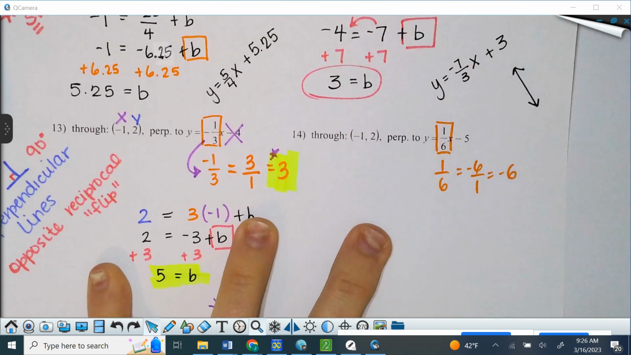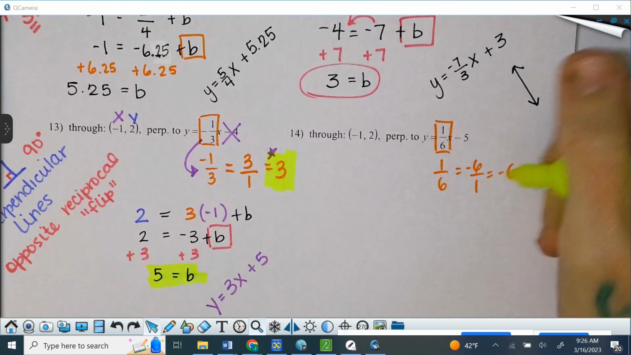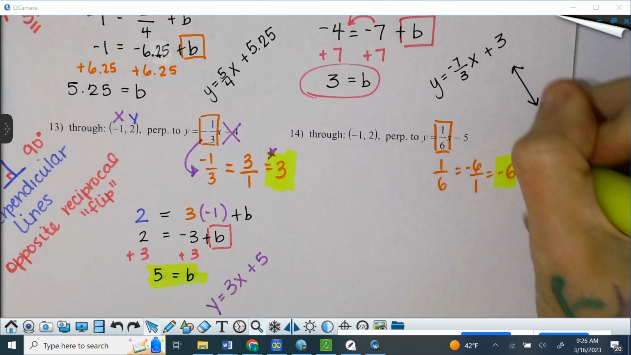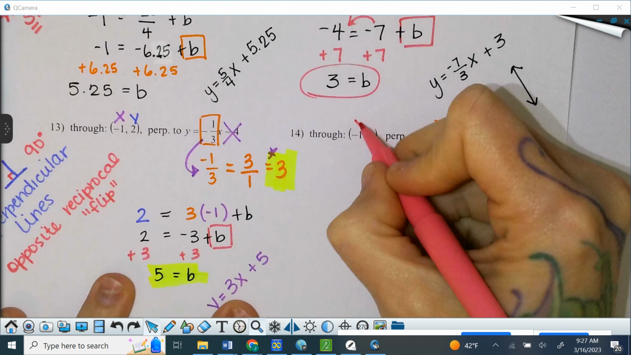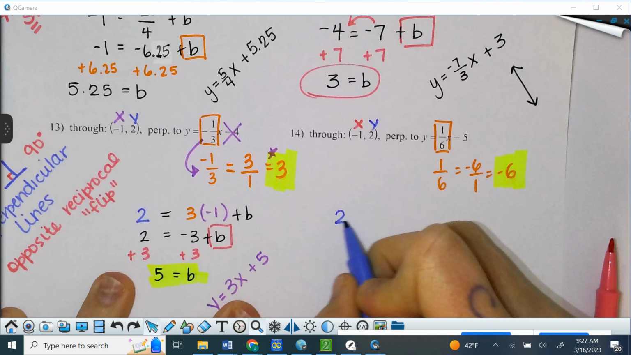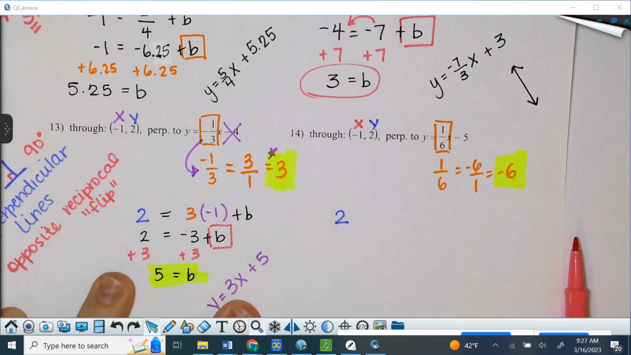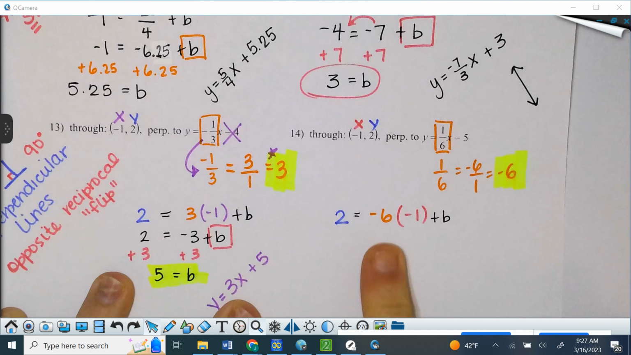So now I have my slope that I need to use because this is perpendicular. Had this been parallel, we would have used 1/6 because that means my rise and run would be exactly the same and they could never touch, which is the definition of parallel. I'm going to take my x and my y and plug it in. So y equals mx plus b. So negative 6 times a negative 1.